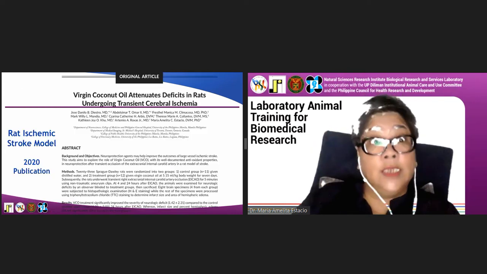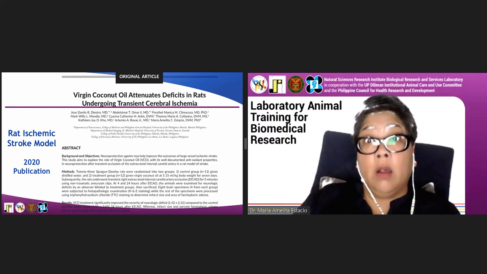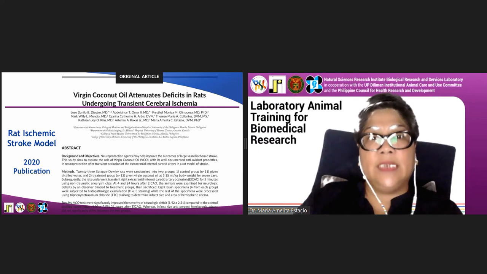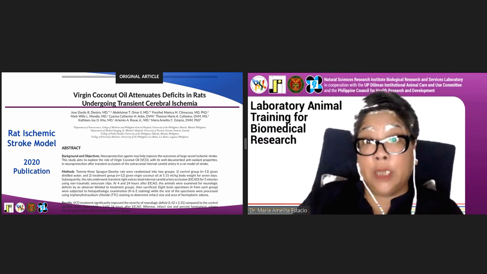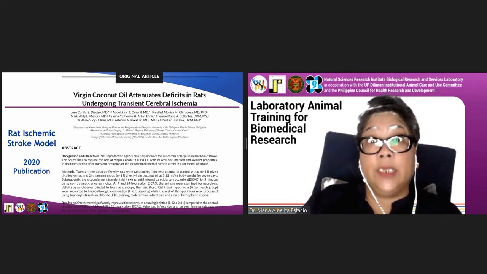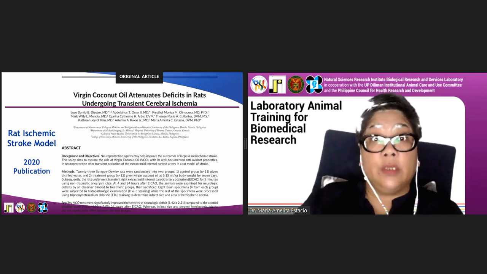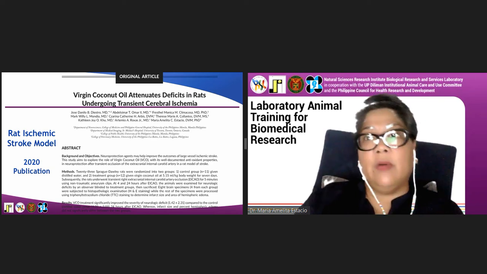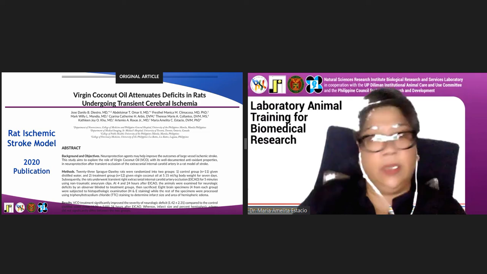We also did, as I mentioned, work on cerebral ischemia, or stroke. So we have a rat ischemic stroke model. It's a surgical model that we developed. This is a collaboration that we did with the group of Dr. Dan Jestro of the Department of Neuroscience of the Philippine General Hospital, and this is our 2020 publication.